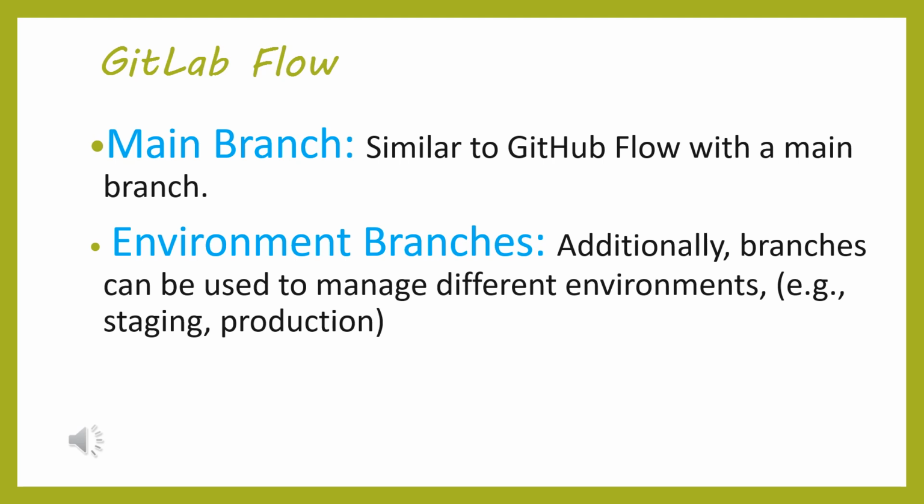GitLab flow. GitLab flow is similar to GitHub flow. They will also have only one main branch, and in addition, environment branches can be used to manage different environments. For example, for staging we can have a different environment, and for production we can have a different environment. So we can have different branches here.